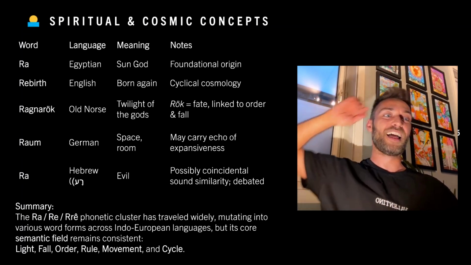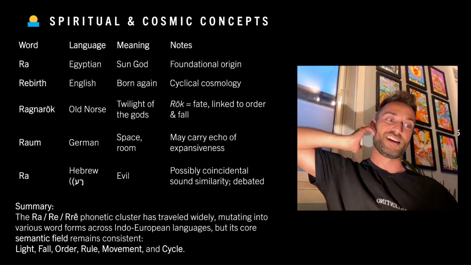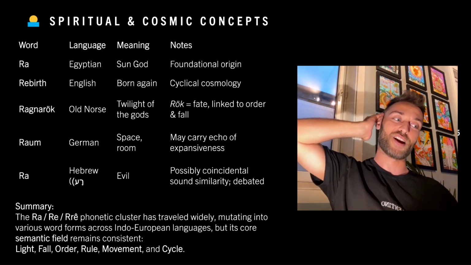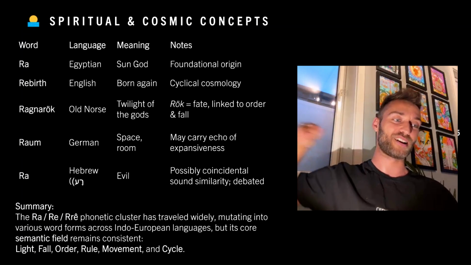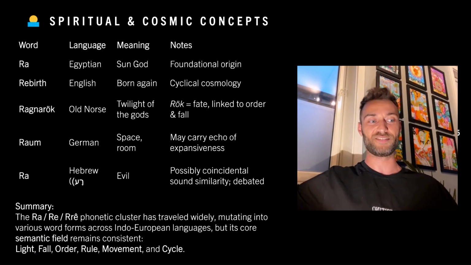Okay. And then we have obviously more spiritual and cosmic concepts. The rregull phonetic cluster has traveled widely, mutating into various words, forms across Indo-European languages. And it has built this phonetic semantic field that remains consistent. Light, fall, order, rule, movement, and cycle. That is what it does and what it has done.